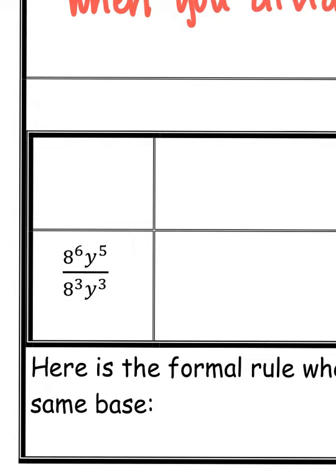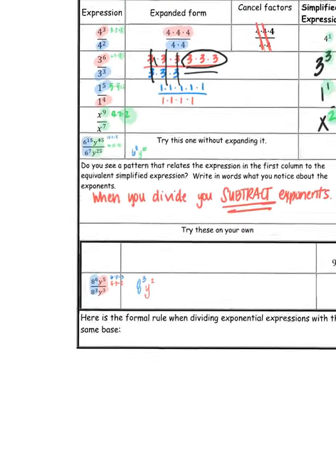We have our 8, they have the same base, and our y's. And again, I'm going to take 6 minus 3 and get 3. And 5 minus 3 and get 2. So then that becomes 8 to the 3rd, y to the 2nd. And that would be your answer there.